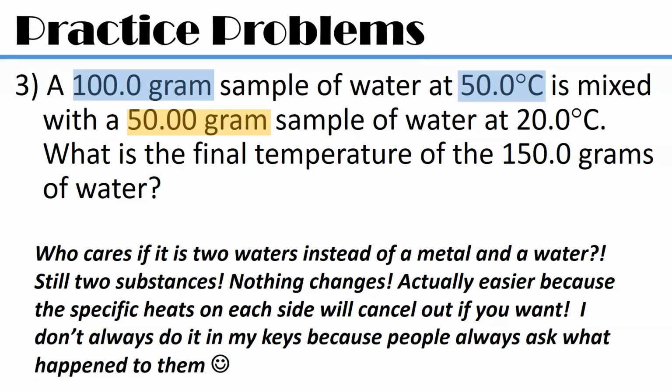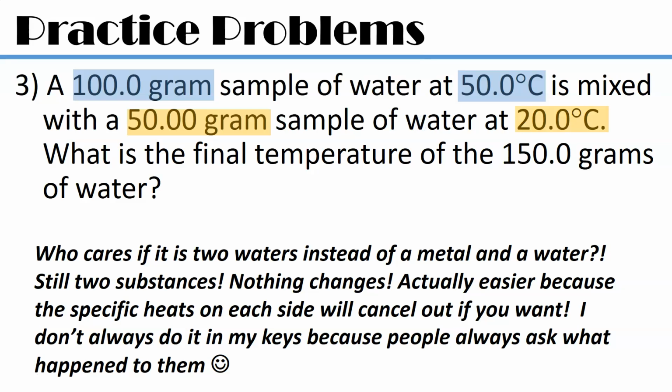You still have 2 substances, okay? Instead of putting metal into water, you're pouring 1 cup of water into another cup of water. It doesn't matter. It is still an MCAT equals negative MCAT problem. It's actually an easier question, because the specific heat of water will show up on both sides of the equation, you can cancel it out. So you actually end up with a shorter problem. Don't let it bother you that it's 2 cups of water being poured together.